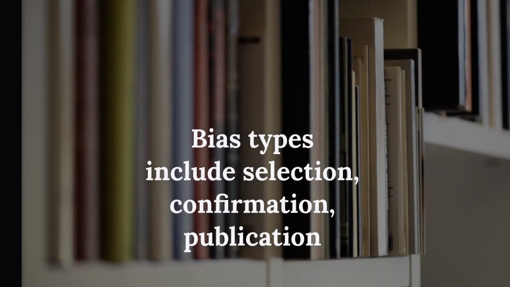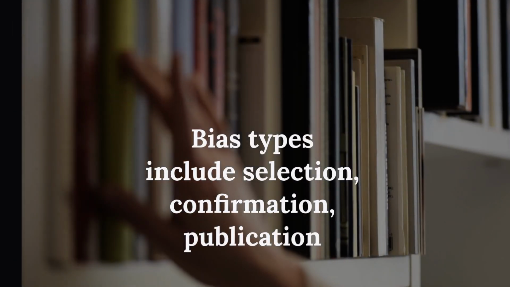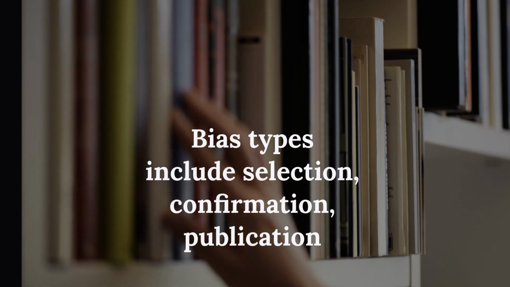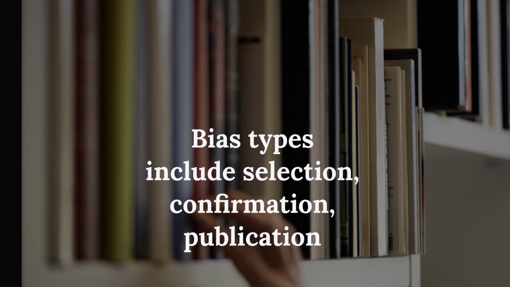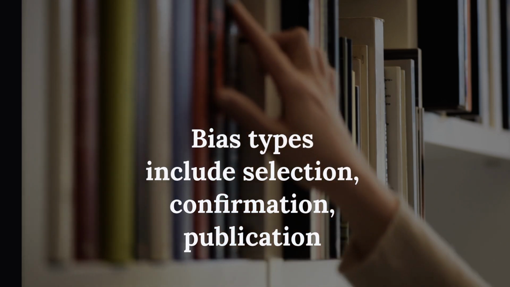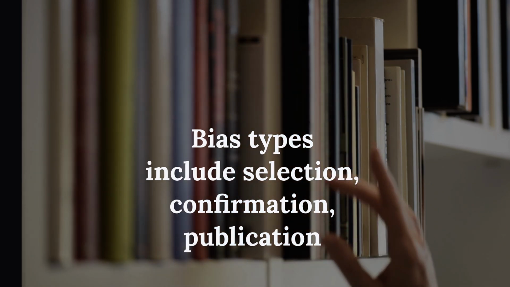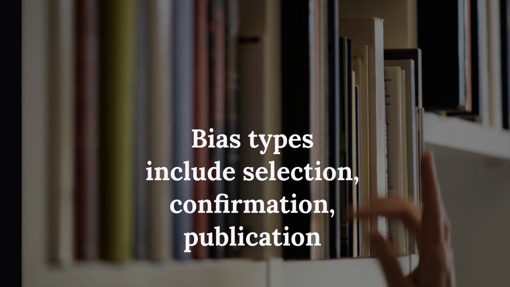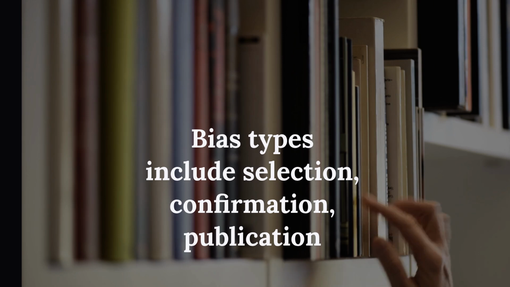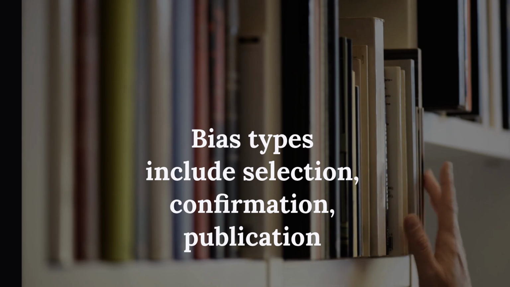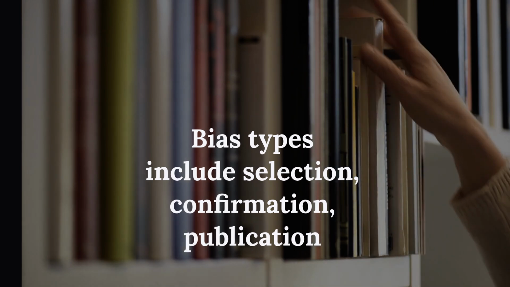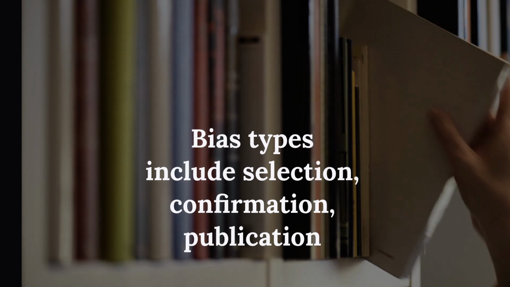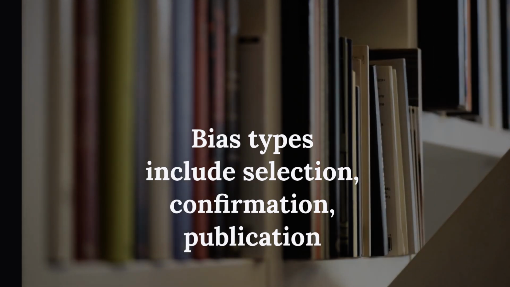There are various types of bias, including selection, confirmation, publication, experimenter, and cultural bias. Each type can distort research outcomes. Selection bias occurs when samples aren't representative. Confirmation bias favors information confirming pre-existing beliefs. Publication bias skews literature towards positive results.